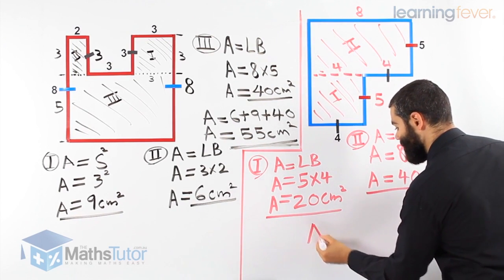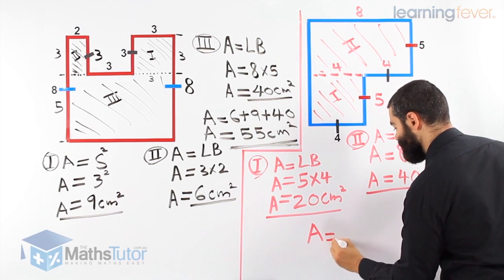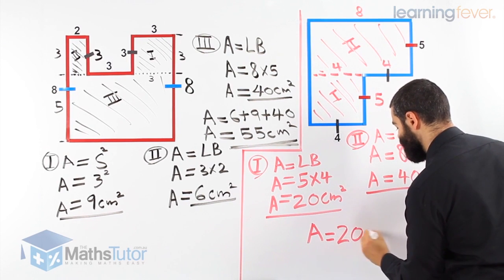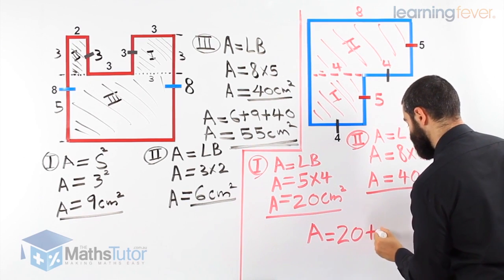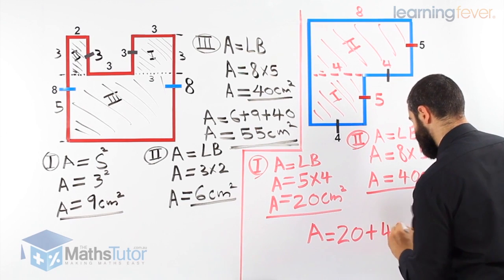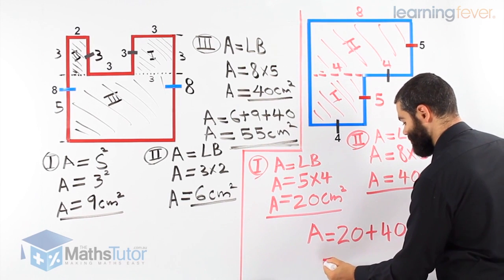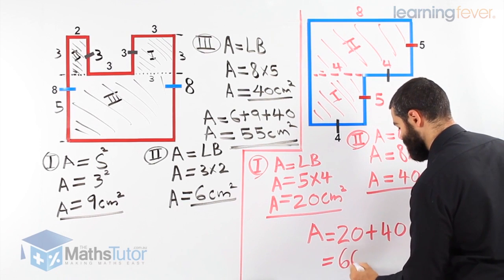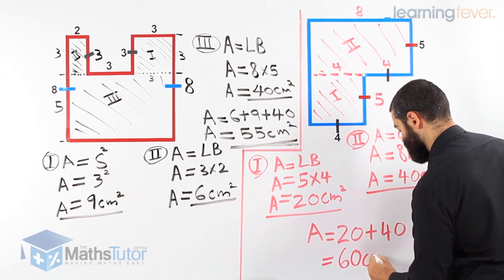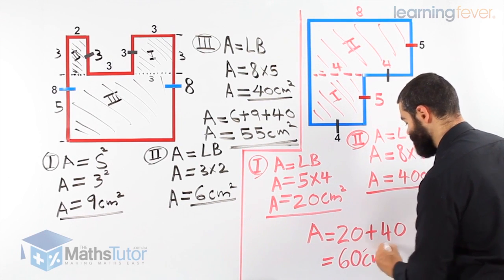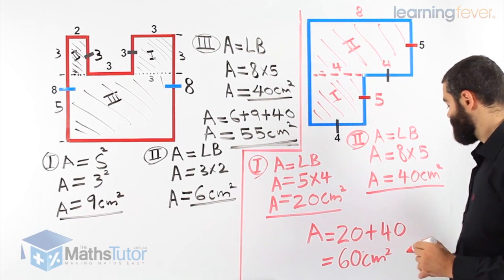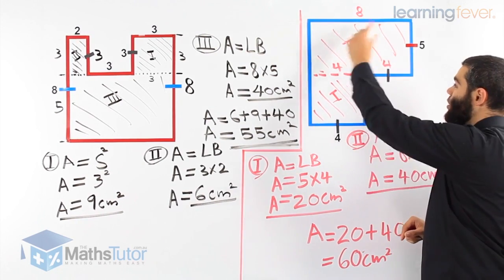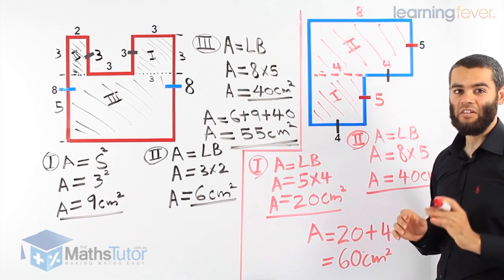So the total area is 20 plus 40, 60 square centimeters. Very important to put our square centimeters. 60 is the total area for this shape.